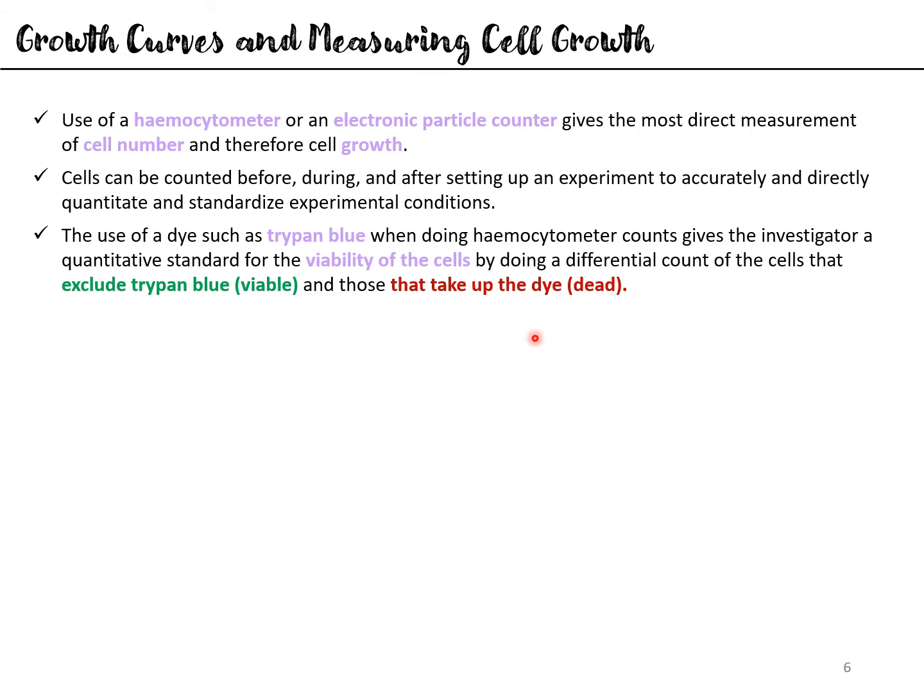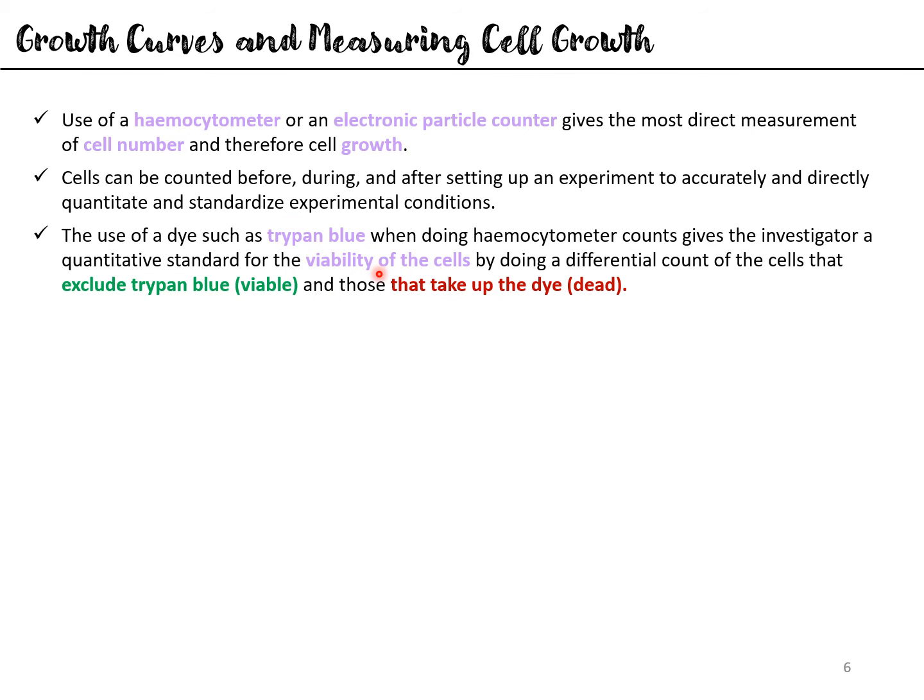Now the use of a dye such as trypan blue when doing a hemocytometer count gives the investigator a quantitative standard for the viability of the cells. So when you're counting the cells, you want to know what proportion of your cells are living and what proportion are dead. A common way of doing that is using trypan blue. So what do you do?